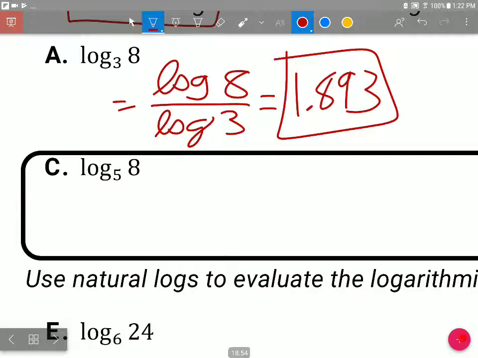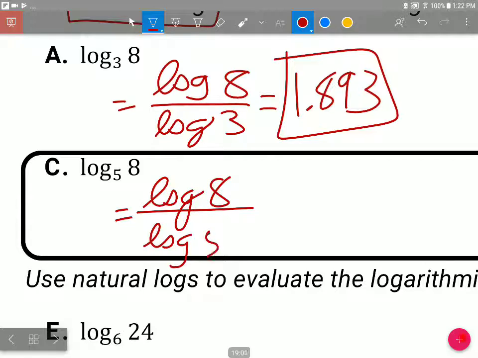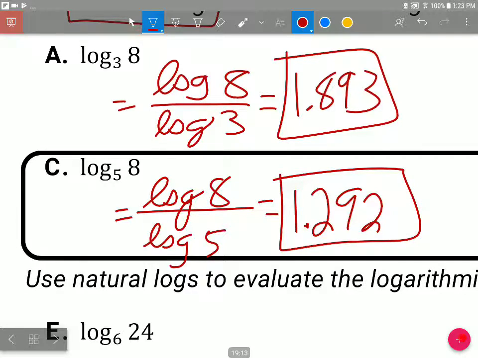Okay, in this case, again, what number goes on top? 8. So we're going to go log of 8 divided by log of 5. Show that in your calculator. What do you get? 1.292. Does that make sense? Like I said, we've done this before.